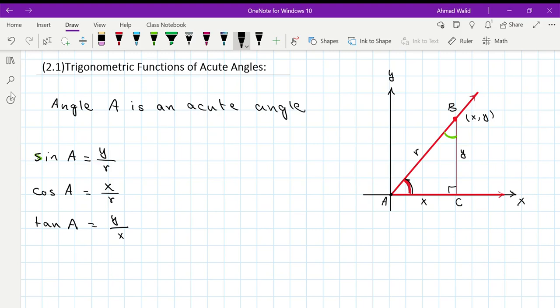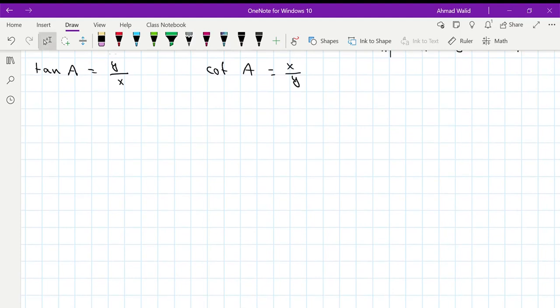And the three reciprocal functions: for sine it is cosecant A, which is the reciprocal of sine, you can write r over y. Secant of A, reciprocal of cosine, r over x. And cotangent of A, reciprocal of tangent, you can write x over what? Over y. Now, keeping this in mind, we can do some examples, and after that, I'll explain a new topic for you, correct?